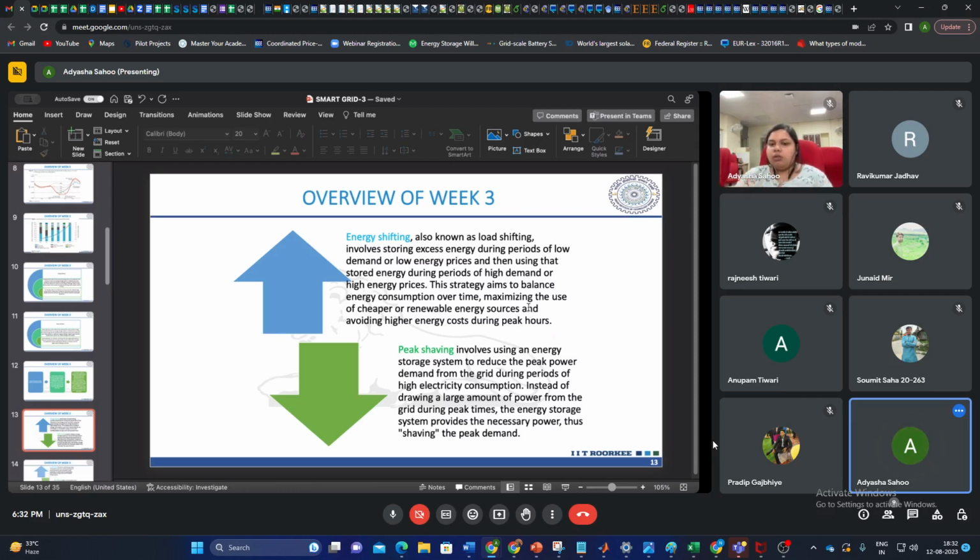Peak shaving means during some particular amount of time where we have high load demand, at those times we aim to discharge the battery to feed the loads, and we draw the power when there is low load. So what we aim for in peak shaving is to reduce the demand during a particular instant of time, but energy shifting is over a period of time.